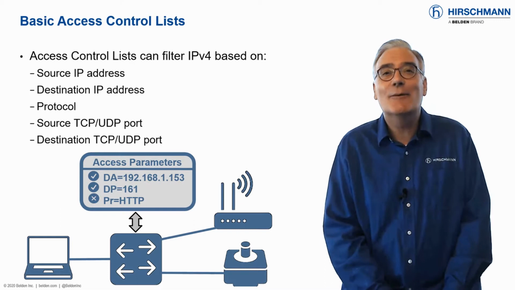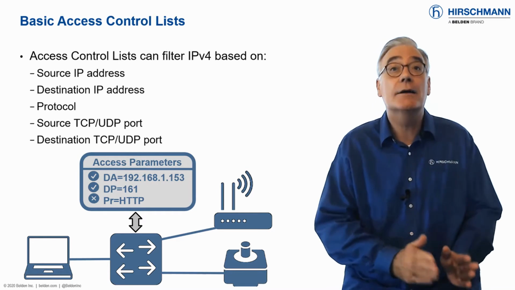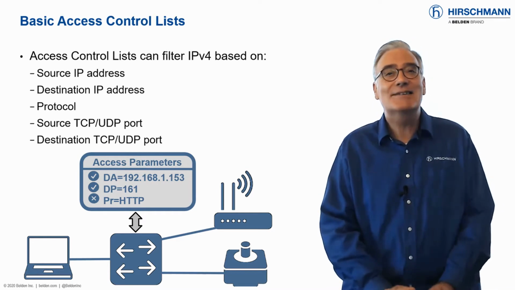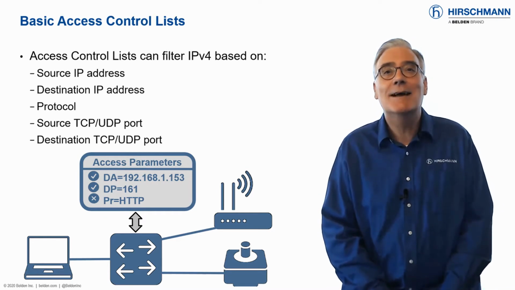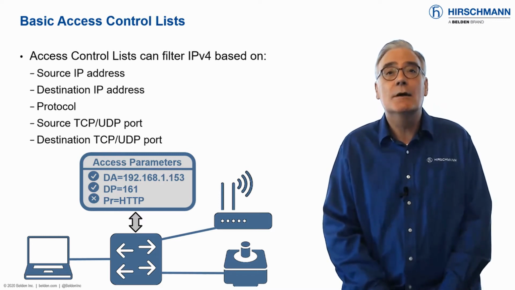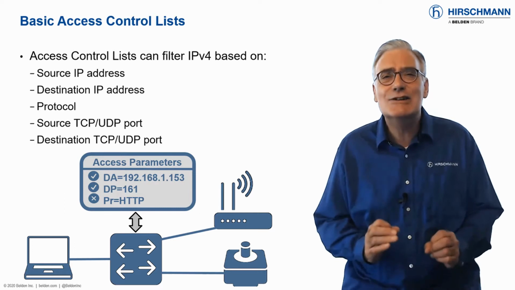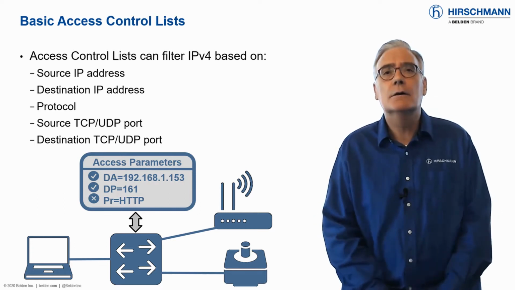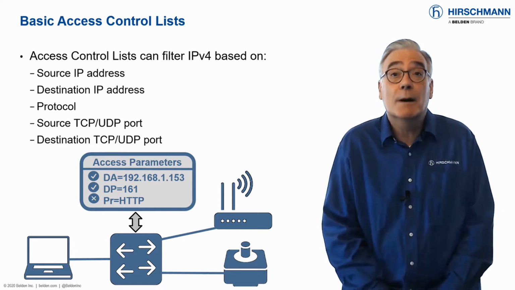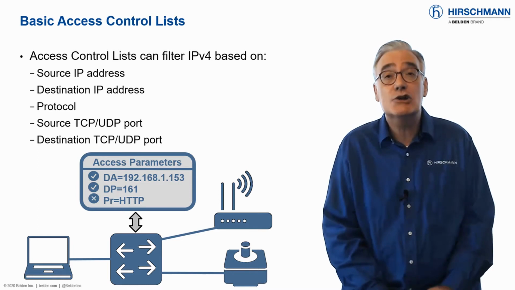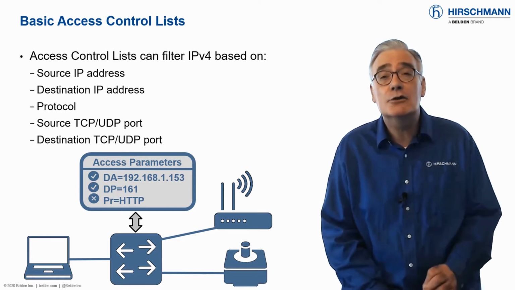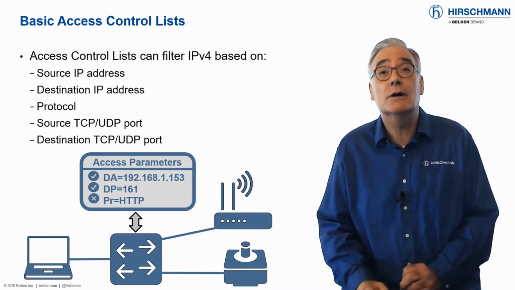In HiOS, we've divided ACLs into two categories called Basic and Advanced. Don't be fooled by the names. Basic has limited configuration options, but these options are extremely powerful. You can decide to permit or deny communication based on IP addresses or protocols.